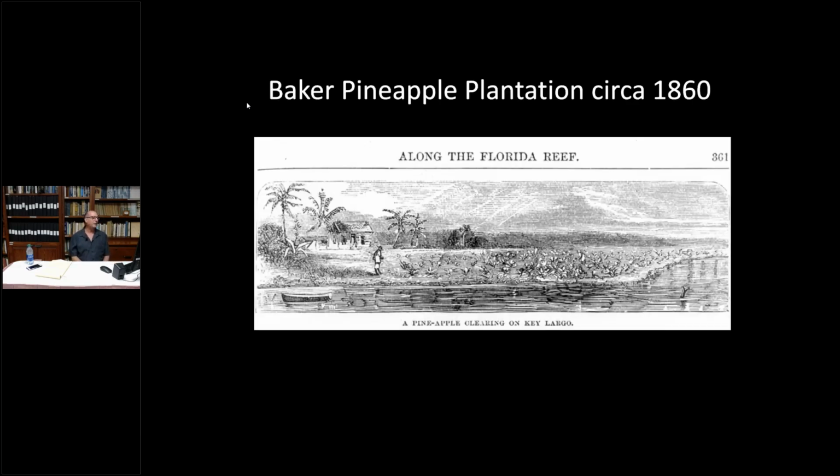Now, this is a sketch of his pineapple farm on Key Largo. He had a secondary plantation on Plantation Key as well, and this was done probably between 1860 and 1861. There was a man named Dr. J.B. Holder who took a boat ride around the Keys, basically from the Miami area to Fort Myers, and did a lot of sketches and a lot of writing, and published his piece called Along the Florida Reef as a serial in Harper's Weekly, which is Harper's Bazaar today.